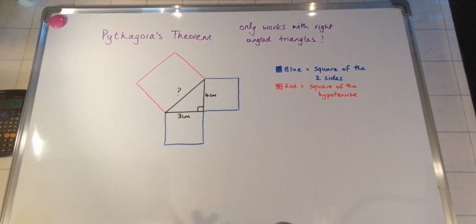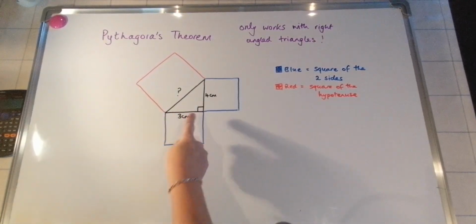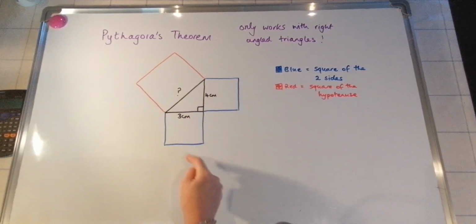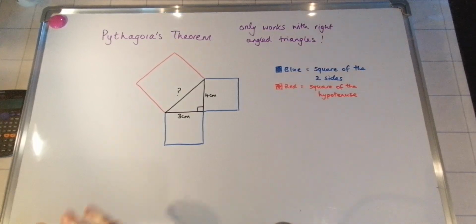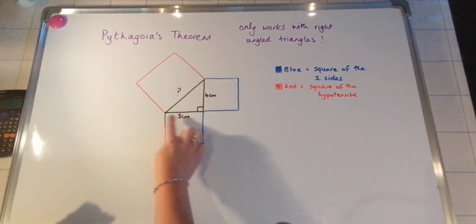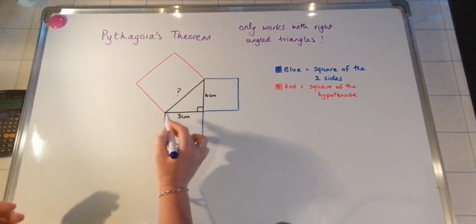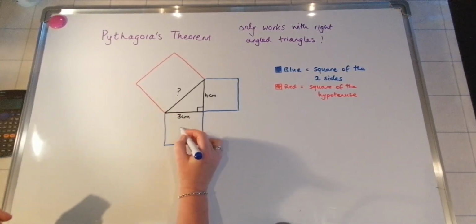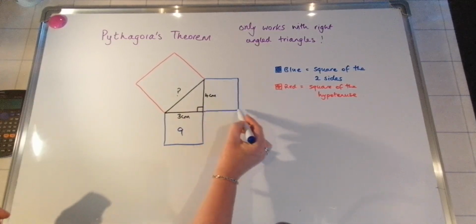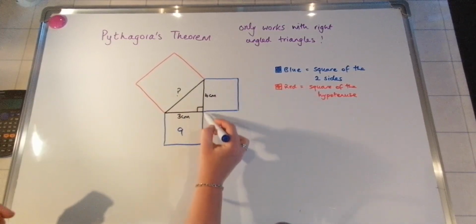So let's say now then that I've said that one length of the triangle is 3 and the other length of the triangle is 4, and I don't know the length of the hypotenuse. That's what I'm trying to work out. Well, Pythagoras' theorem says that if we square these two sides, so I've got a blue square here, if I find the area of that square, then that's going to be 3 by 3. 3 3s are 9.